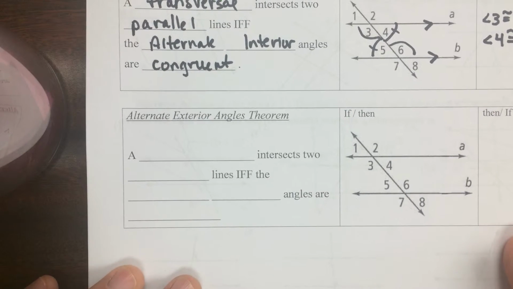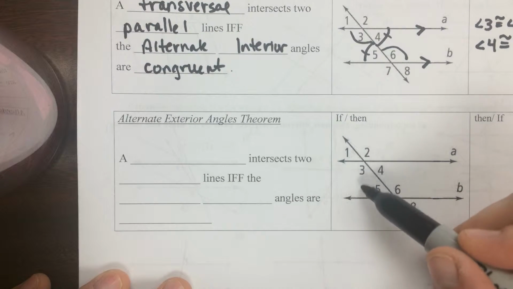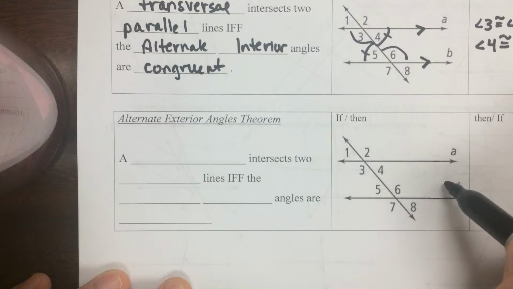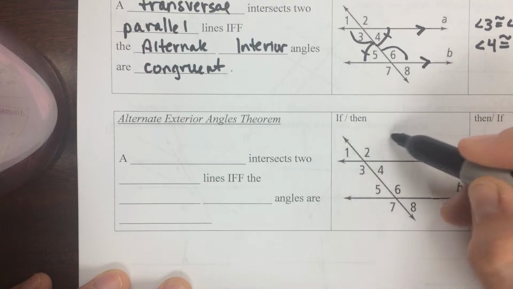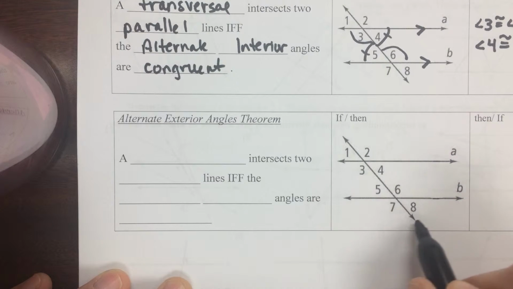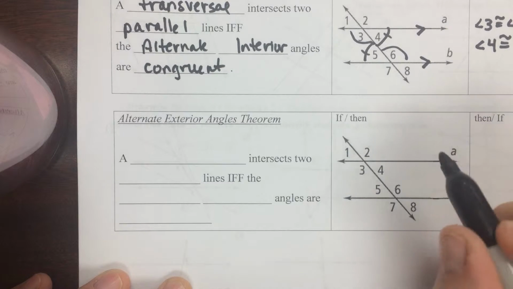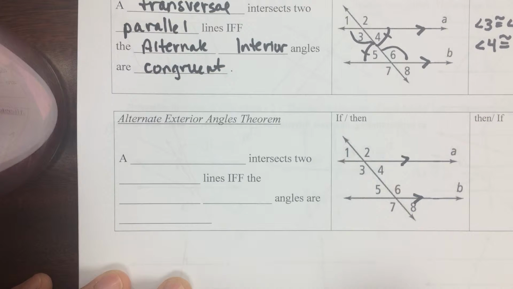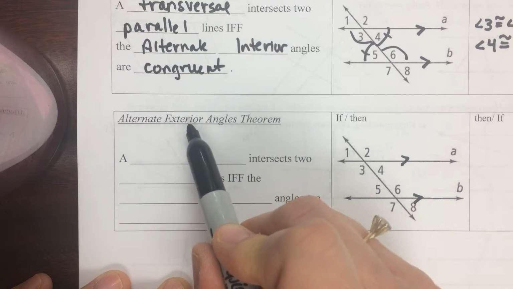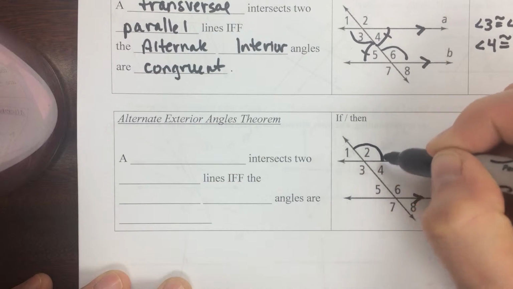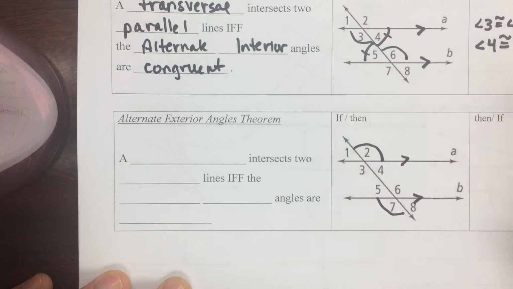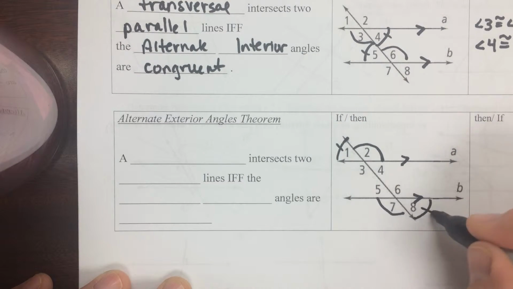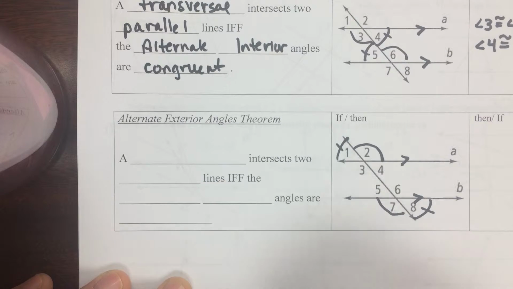All right, now alternate exterior. Now in between the parallels is interior, so outside, out here, and down here are the exterior regions. Now remember, these lines are parallel. Let's mark that. Now this is alternating exterior. So that means 2 alternates down to 7, and 1 alternates down to 8.